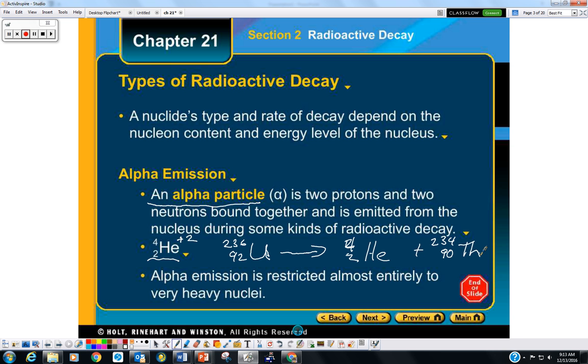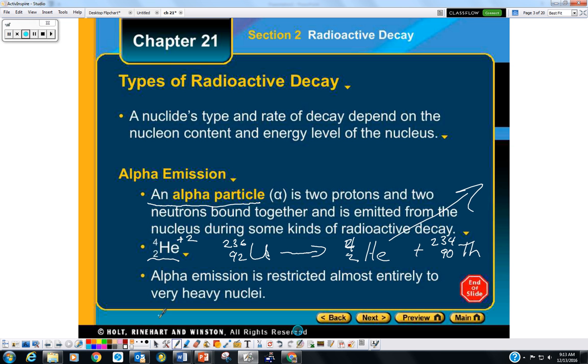All right, so this would be an alpha emission. That helium goes off, and eventually it's going to pick up some electrons and become helium, or it will collide with another nucleus, causing a fission reaction to occur, or something like that.